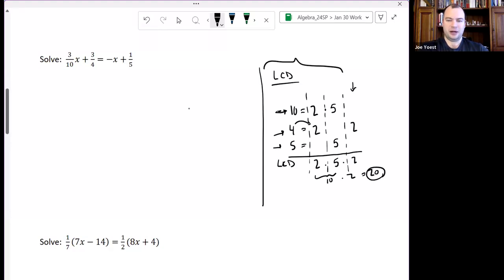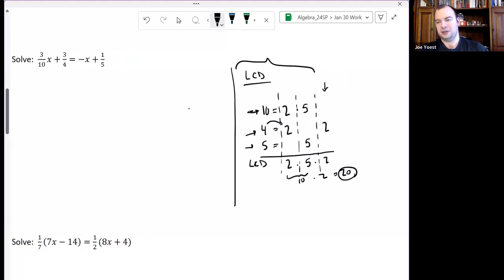5, well, that's already a prime number. It just is 5 for its prime factorization. It can slot into the 5's column. And then I just come down my columns. 2 times 5 times 2 is my LCD. As a side note, you might have seen 2 times 5, 2 squared, and 5.